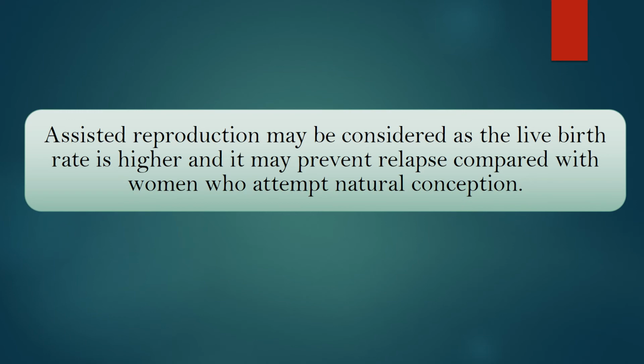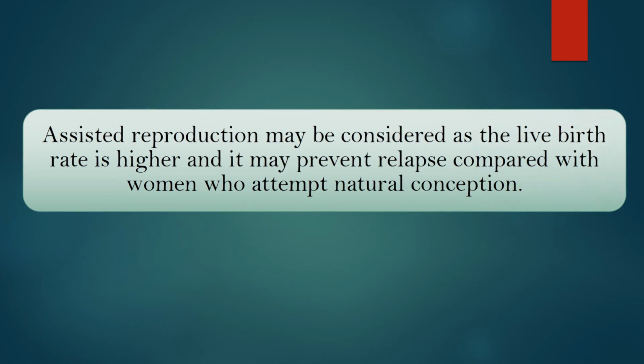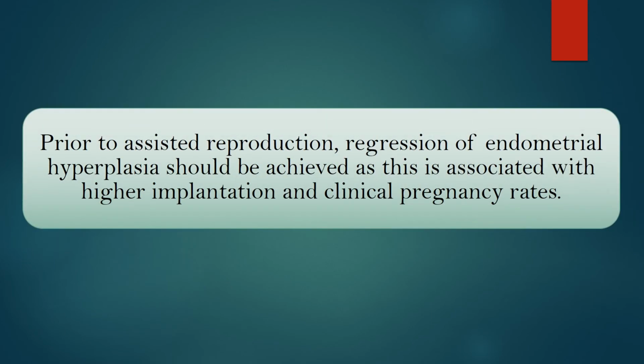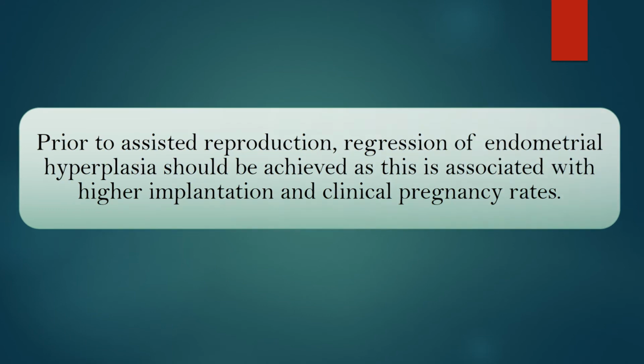Assisted reproduction may be considered as the live birth rate is higher and it may prevent relapse compared with women who attempt natural conception. Prior to assisted reproduction, regression of endometrial hyperplasia should be achieved, as this is associated with higher implantation and clinical pregnancy rates.